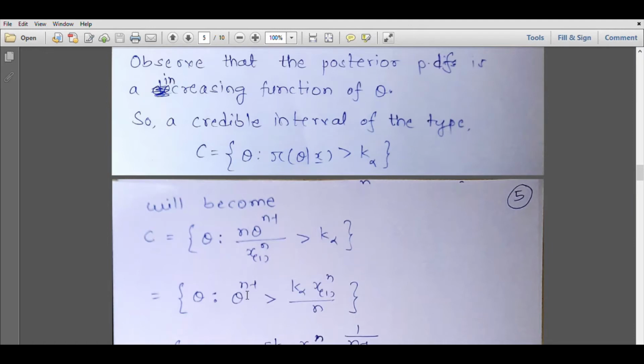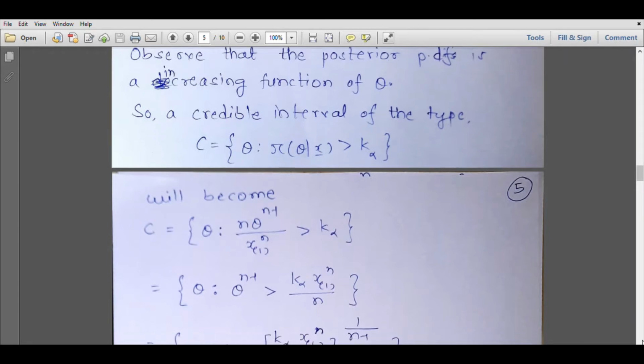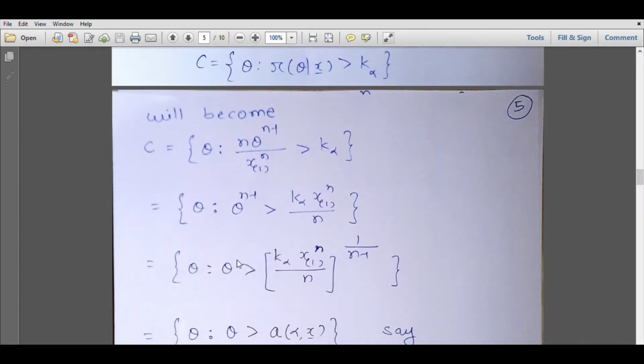So upon simplification, this will be simply theta raised to n minus 1 greater than something which depends on the sample size, the data and the constant k alpha. So it's like another constant which depends on alpha and x, so I am writing it as a constant. Because I have a limit on theta raised to n minus 1, equivalently we can obtain a limit on theta. So this will be theta greater than the constant raised to 1 upon n minus 1. Let us call this whole thing a constant which depends on alpha and x1, x2, xn. Let it be denoted by a alpha x.